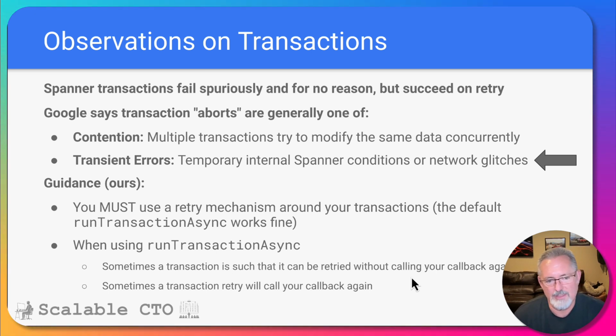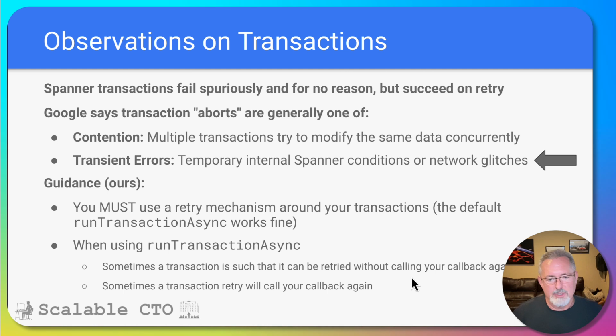So we use run transaction async inside of our with-transaction wrapper. We use run transaction async, which will call your callback function. And if your callback function throws an exception that's retryable, it will retry it a few times. And it's got some code to deal with the intervals at which it retries and how many times it retries and that sort of thing.